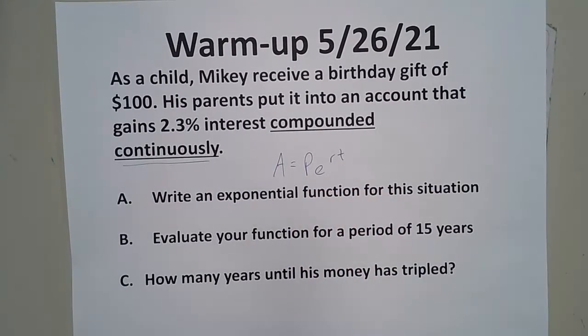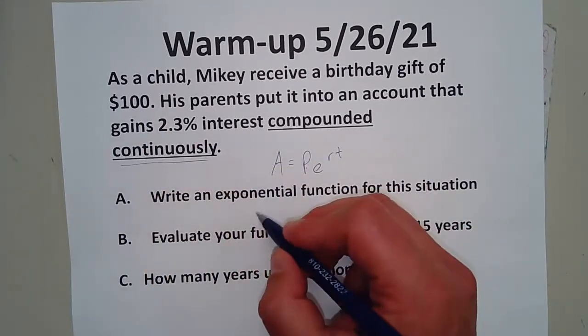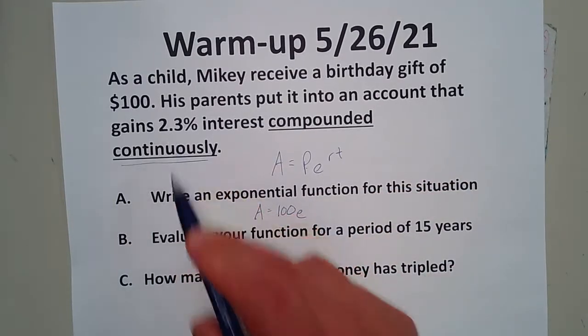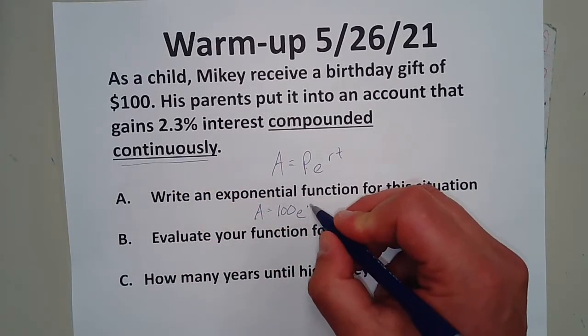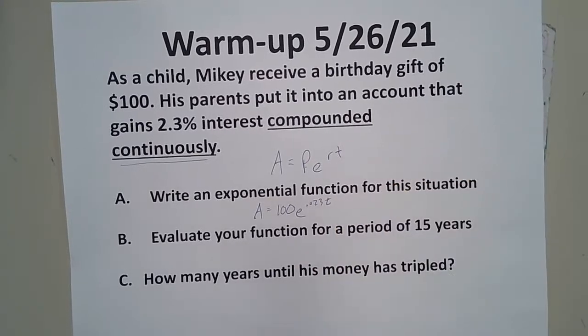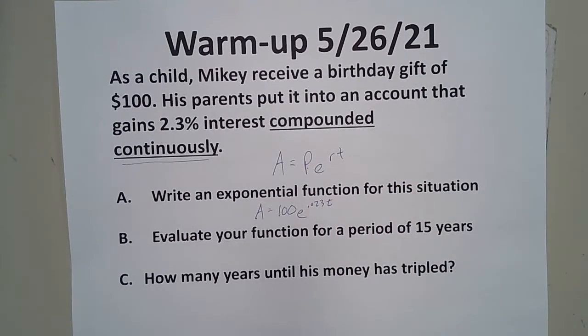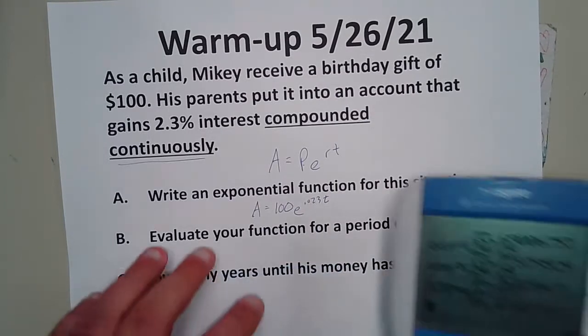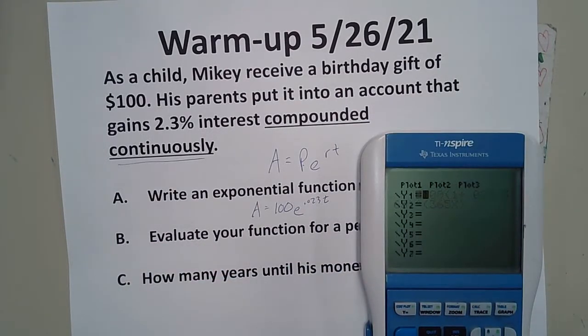formula. So when it says write the function for it, your principal, your amount invested is the $100, e to the rt, so 0.023t. Cool. So there's our equation, and we're going to evaluate it at 15 years, and we're going to look for when it triples. So I'm going to go ahead and use my calculator for this.